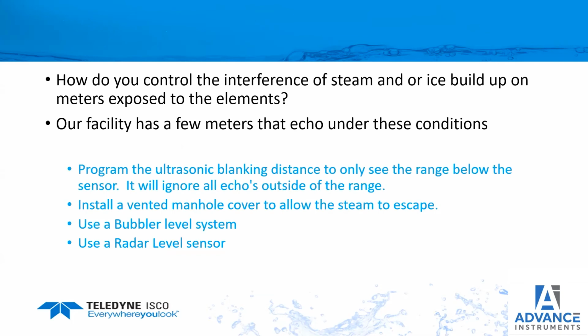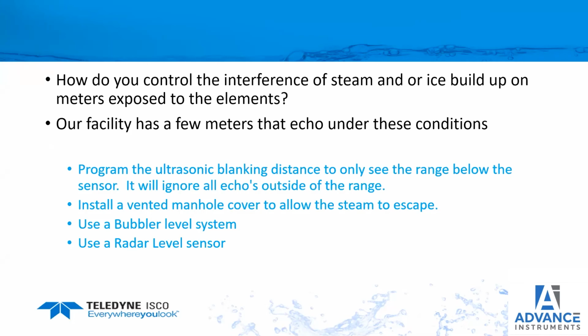So how do you control interference of steam or ice buildup on meters exposed to elements? Our facility has a few flow meters that echo under these conditions. If you have the ultrasonic sensor, you could try setting the blanking distance on it. The default range is 0 to 10 feet. You could set that a little bit closer, so if it's getting stray echoes, it could filter or ignore the outside echoes. I've had people vent the manhole, so instead of a solid manhole cover, have it with grooves or vents in it to allow the steam to escape.